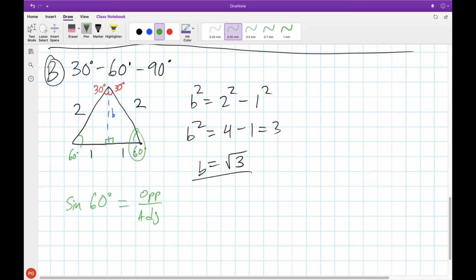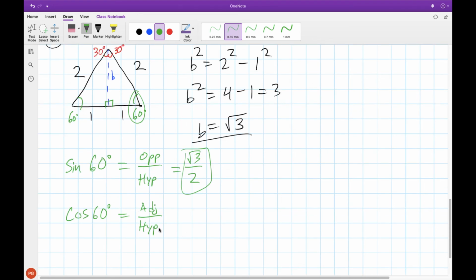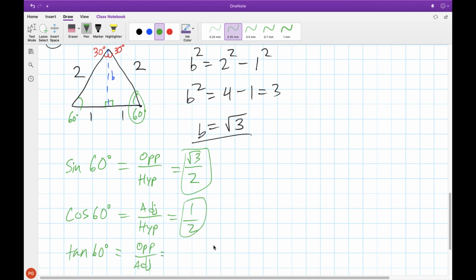So focusing on this angle of 60 degrees right here, sine of 60 degrees, our opposite, which is b, over our hypotenuse of 2, would give us a value of root 3 over 2. Since b is root 3, our hypotenuse is 2, it's root 3 over 2. For cosine, it's the adjacent over the hypotenuse. Our adjacent side is 1, our hypotenuse is 2, so we get 1/2. For tan, it's opposite over adjacent, root 3 over 1, which is just the same as root 3.